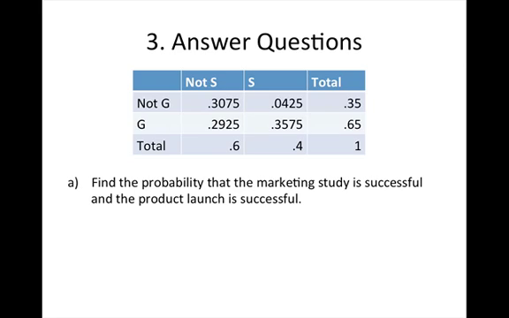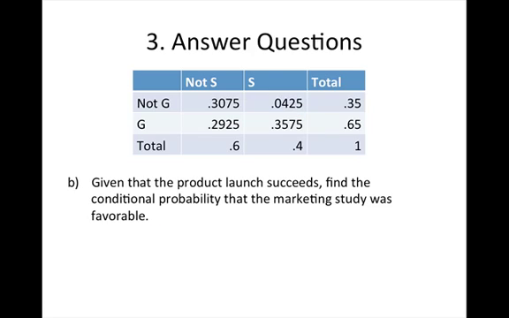What is the probability that the marketing study is successful and the product launch is successful? The key word here is and. That and indicates that we have a joint probability instead of a marginal or conditional probability. So the probability that you are both in G, meaning the market research says go for it, and in S, is this cell right here. The trick is recognizing you have a joint probability and then finding it in the table.